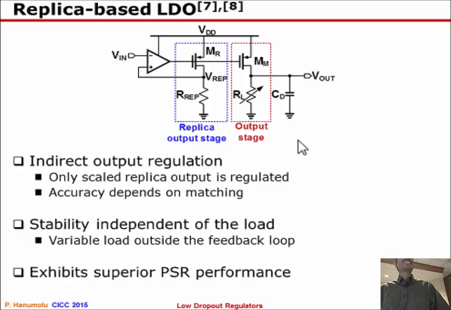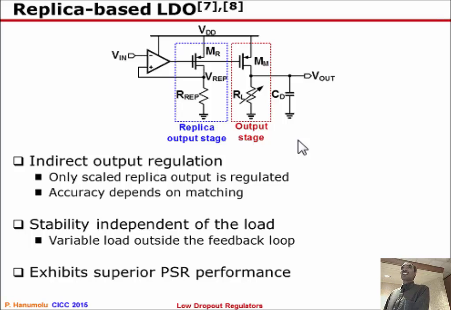Let's say you have a perfect replica, just for argument's sake. Then by regulating this node voltage to VREP, you are indirectly regulating Vout also to VREP, right? This is true as long as the replica and the main load match. There are many places where you already know the load, so you can mimic this behavior. You can find one example in reference 8, where this has been used to achieve almost 40 dB improvement in power supply rejection.